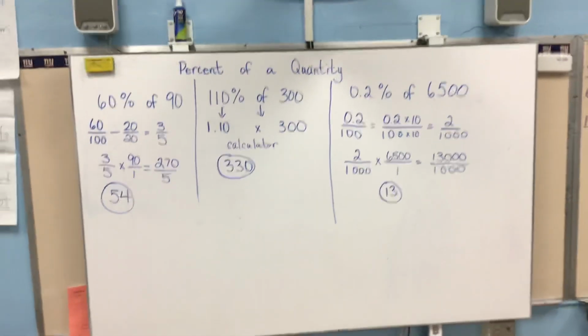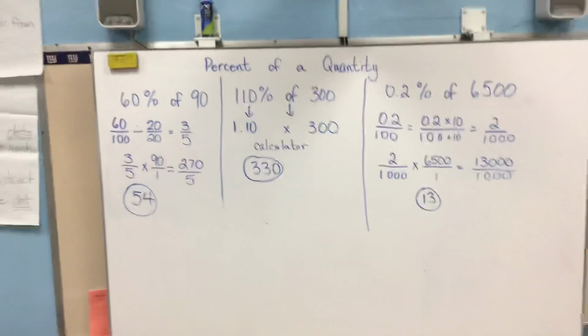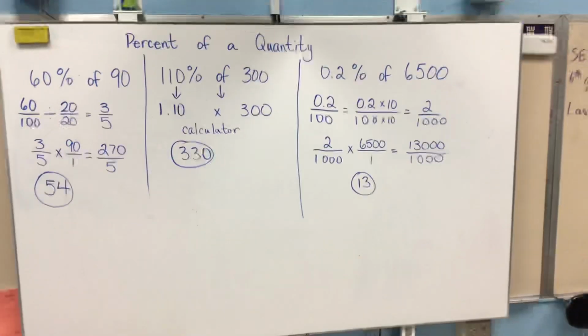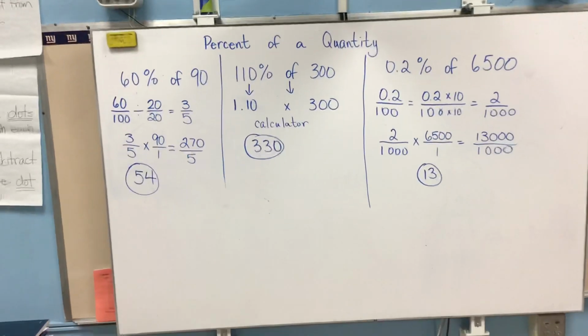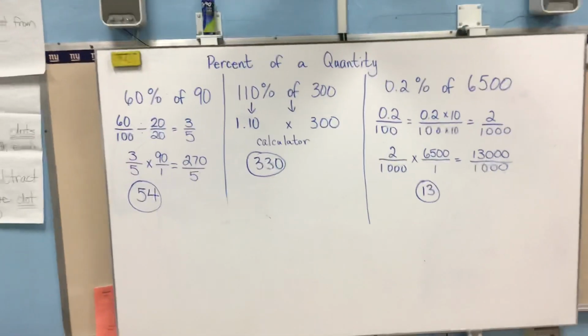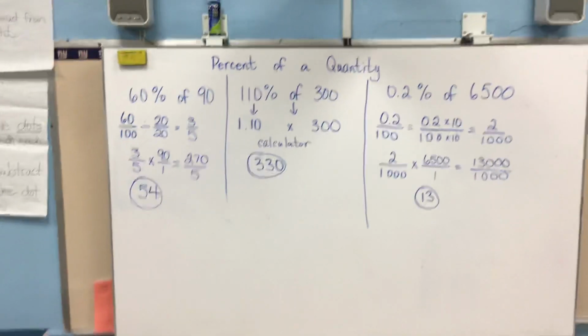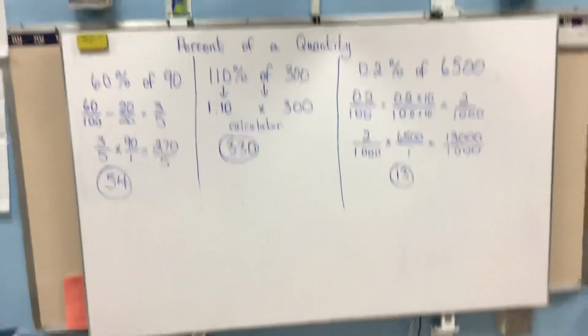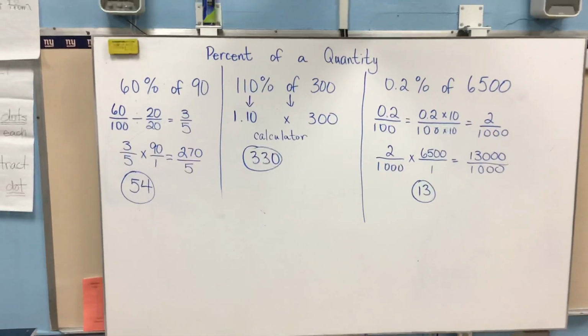I then multiply that by the total, which is again 300. You'll notice I put the word calculator there for those of you who like to use calculators. That's what you can use to find your answer. Your final answer will be 330. Remember, I have more than 100%, so my answer should be larger than my total, which is 300.